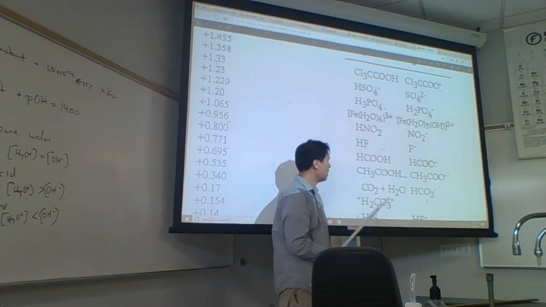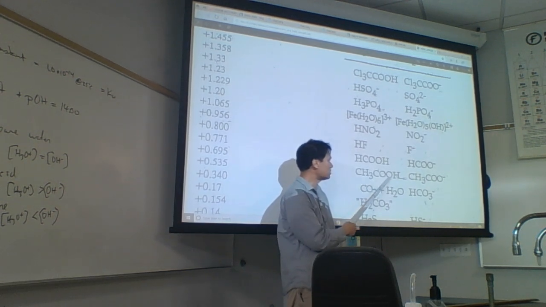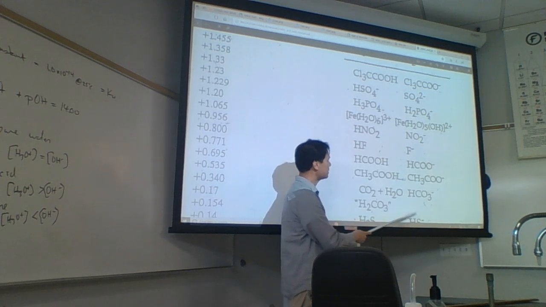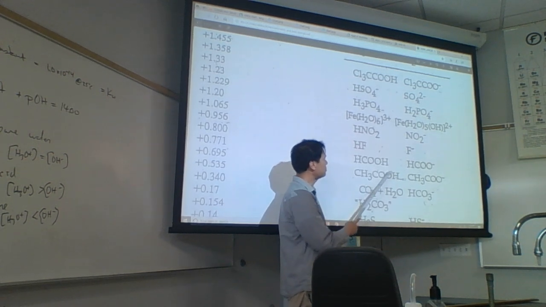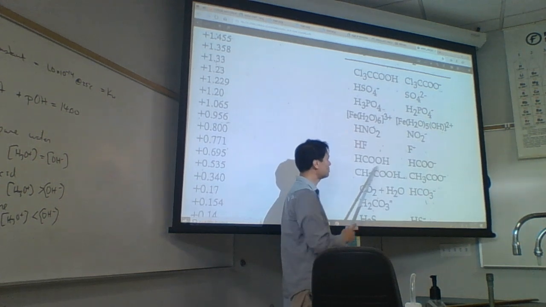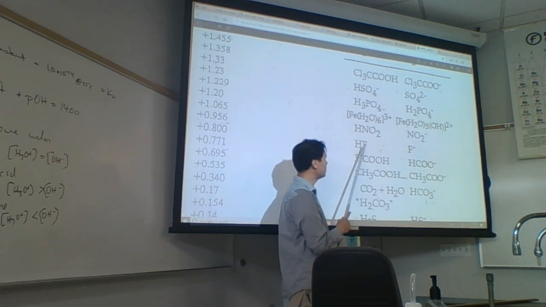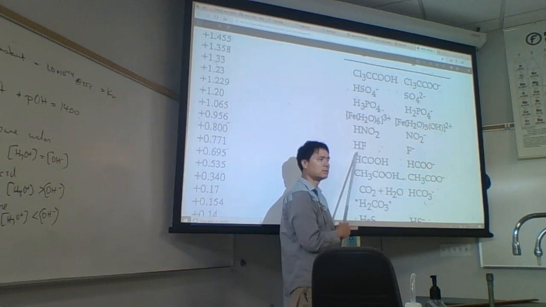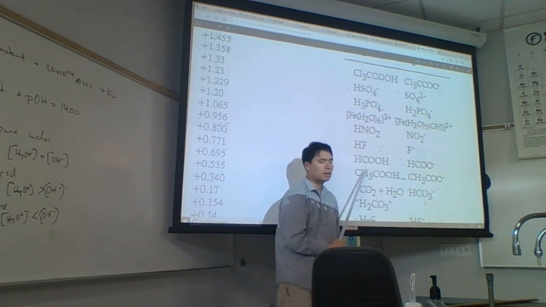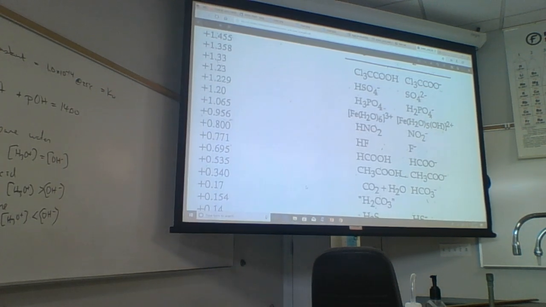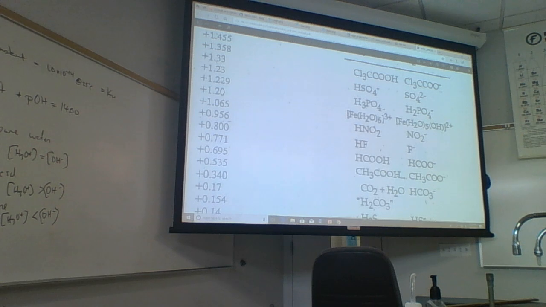Let's list them. How about acetic acid? Acetic acid reacts with all the bases that are stronger than acetate. So for example, would acetic acid react with fluoride? No, because if acetic acid reacts with fluoride, we're going to form HF. HF is a stronger acid, so it's going backwards. Does that make sense? So this is just using the chart again for predicting acid-base reactions.